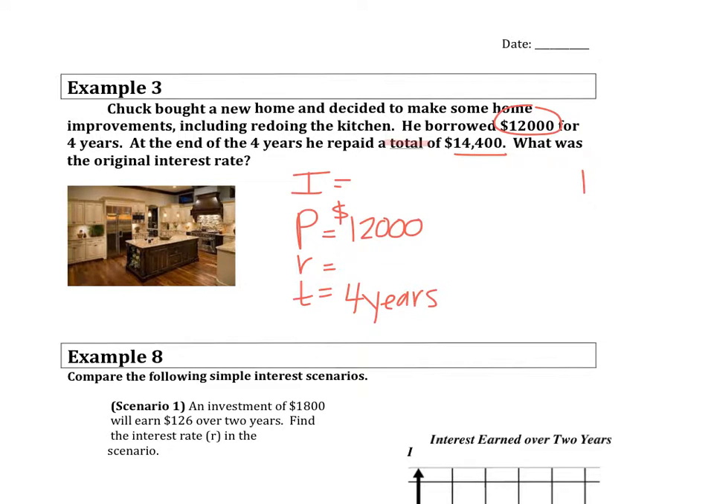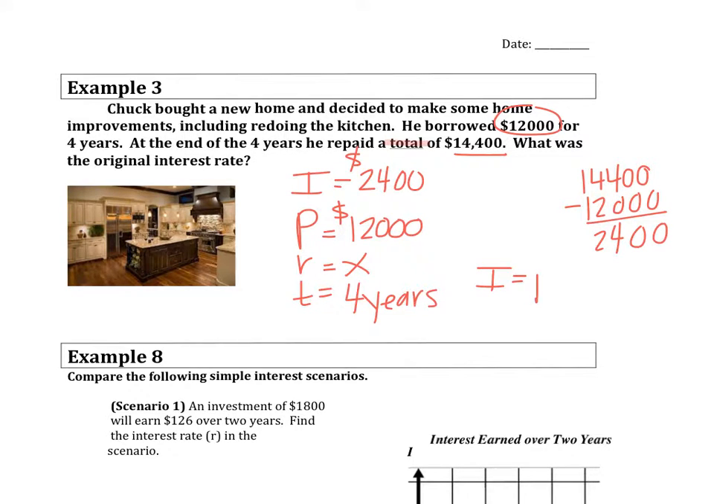Well, I've got to subtract. So I'm going to take 14,400 minus 12,000. This is going to give me 2,400, which is the interest. That's the additional money that was repaid because he borrowed it. And now we're looking for R, because it's not good to have two blanks. That's not going to help us. We only need one number that's missing.